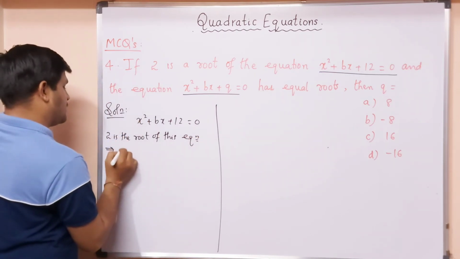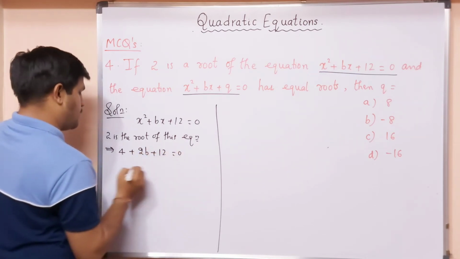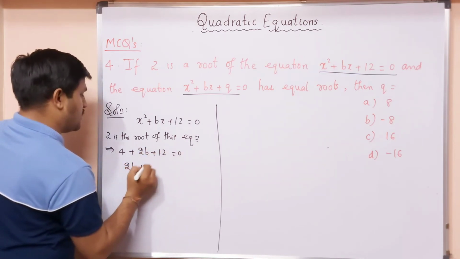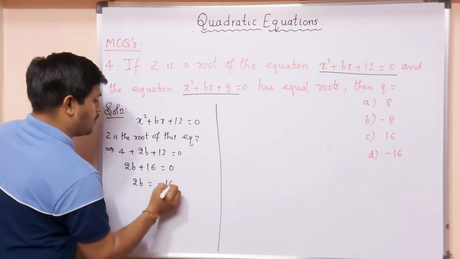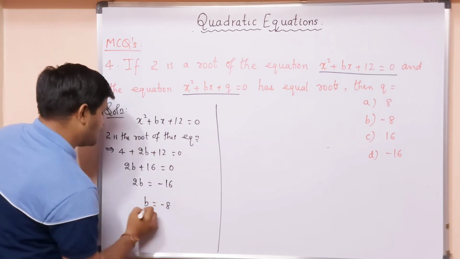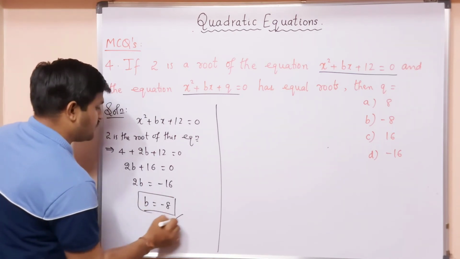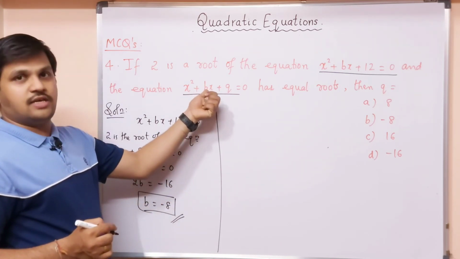So 2 square, which is 4, plus 2b plus 12 is equal to 0. So this implies 2b plus 16 is equal to 0. So this implies 2b is equal to minus 16. Therefore, what is the value of b? The value of b is minus 8. So first we need to find out the value of b and substitute the value of b in this equation.